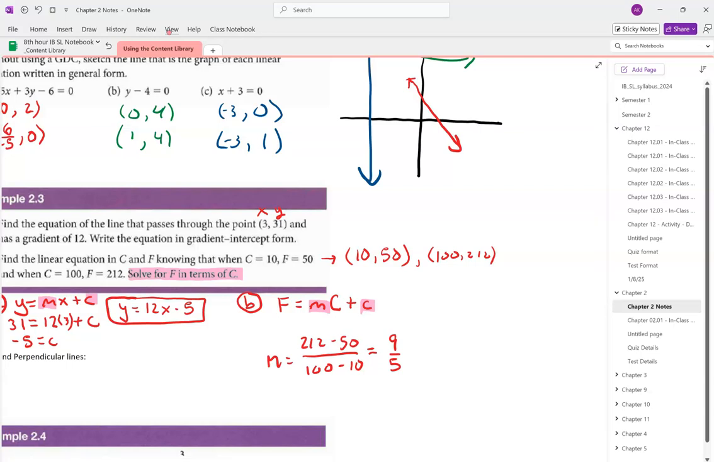Plug what in? Which numbers? And then the C, which would be the point. That's y. Does it matter which one I use? No. This is one I'm going to use, though. So that's going to be 18 there. So that's going to be 32 is c.